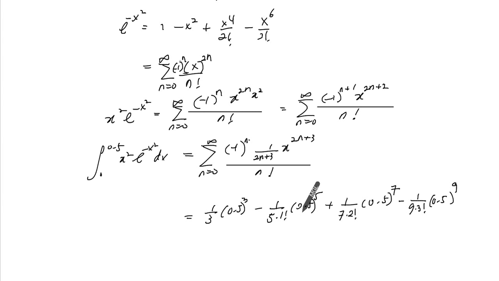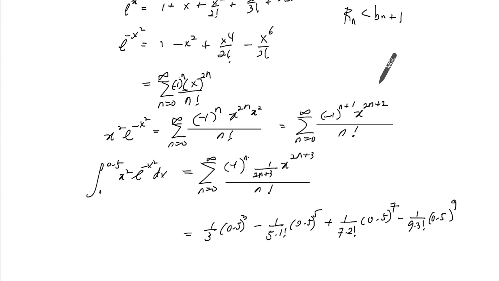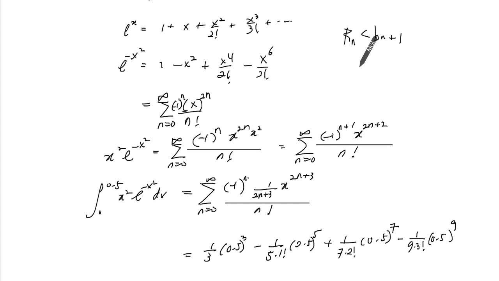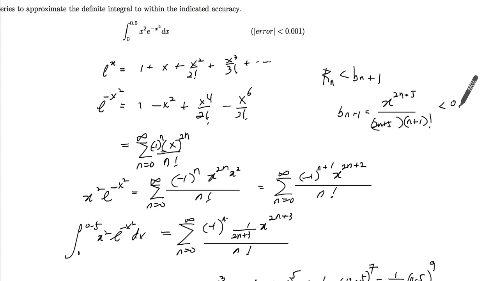Okay, so this is an alternating series. So the error, the Rn, is going to be less than the b(n+1) term in this case, right? So let's just plug in n plus 1 in here. It's going to be 0.5 to the power of 2n plus 5 over 2n plus 5 times n plus 1 factorial. We want this to be less than 0.001, when x is 0.5.